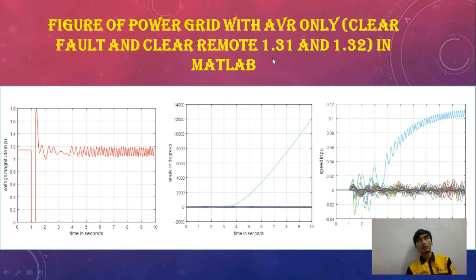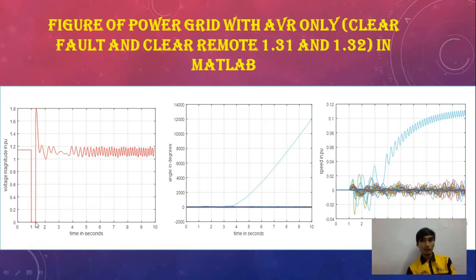For the figure of the power grid with AVR only, the clear fault and clear remote we set in MATLAB are 1.31 and 1.32. So Figure 1 shows the voltage magnitude in PU versus time in seconds. So the fault occurs at 1.